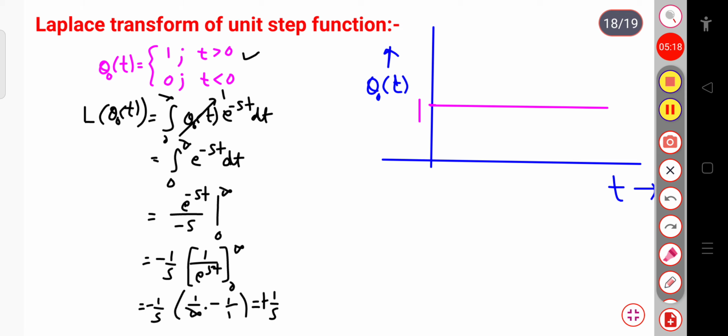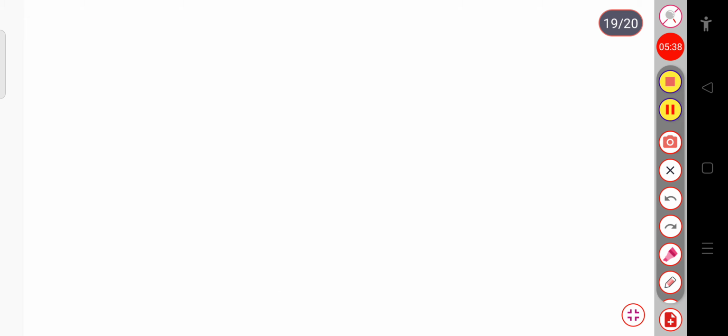And the condition is that the step function should be in this manner. So the function will be equal to this much. This is suppose question number 1. Now we will see another unit step function, and then we will calculate the Laplace transform of that step function. Okay. Let us consider another step function.